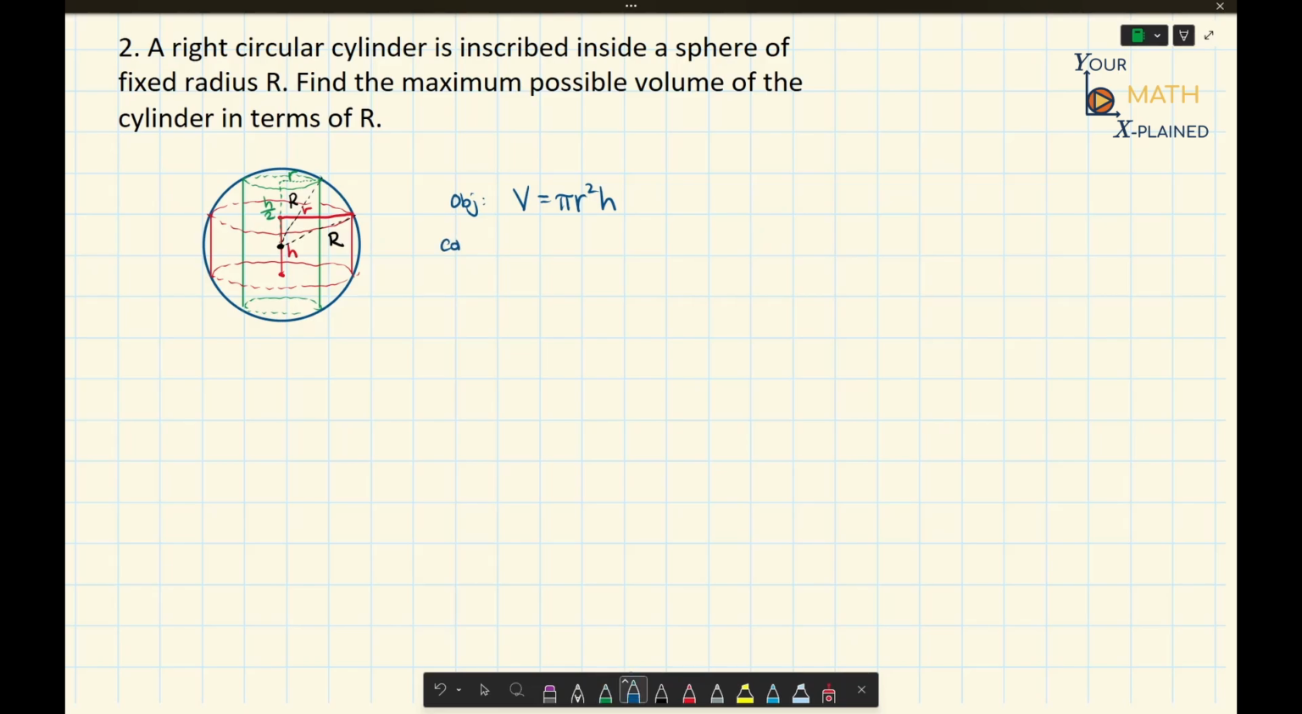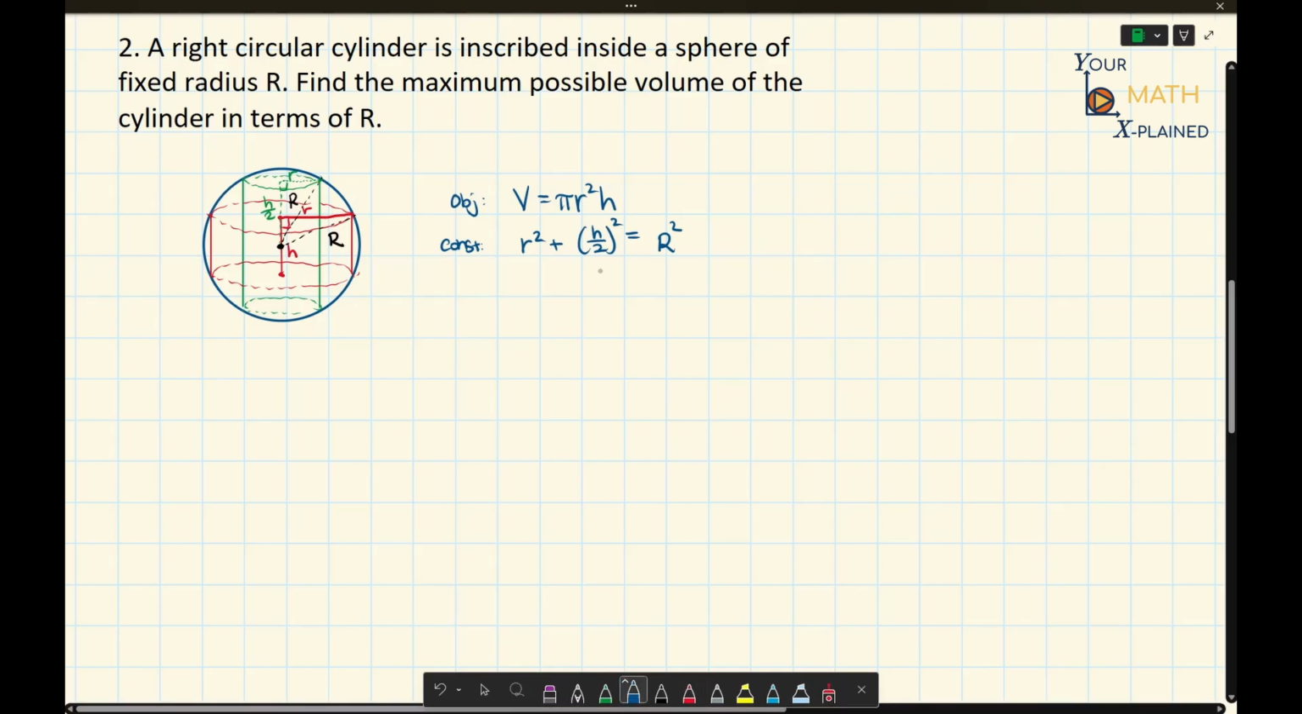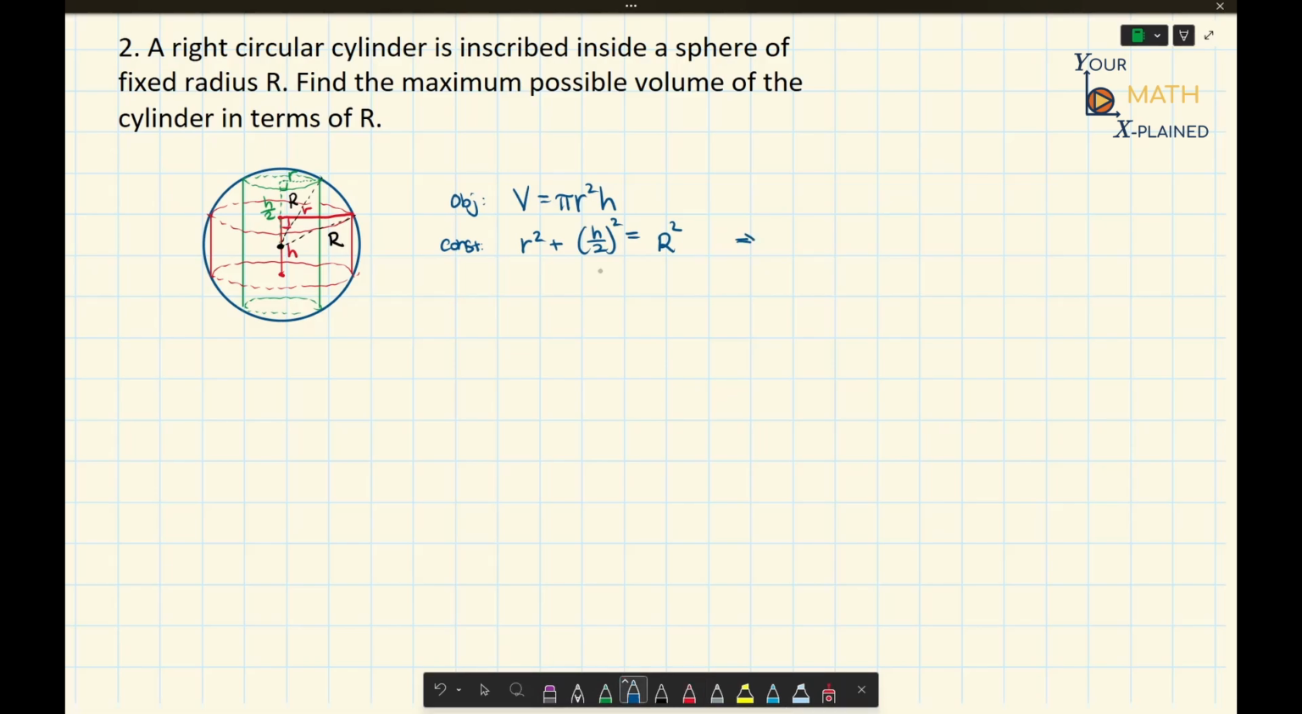So that means our constraint equation is going to be the equation that relates them together, which is lowercase r squared plus (h over 2) squared is equal to capital R squared, because we have a right angle triangle in all those cases. So now from our constraint equation, we could either isolate lowercase r or we could isolate lowercase h. And you're going to get the same answer regardless of which direction you go. However, one of them is going to make your life a little bit easier than the other.